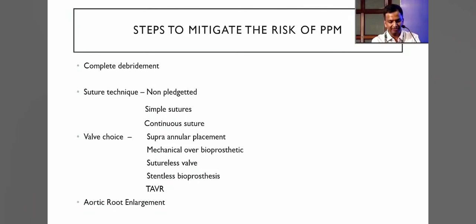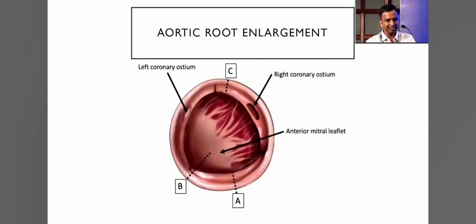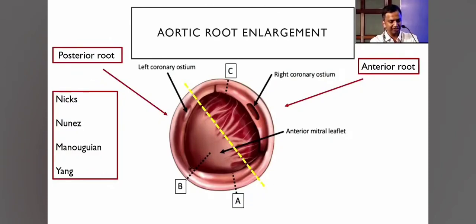But then it comes to the last and not the least, our topic of today's wet lab, aortic root enlargement. So aortic root enlargement is basically categorized into 2 types, the posterior root enlargement and the anterior root enlargement. That's based on where in the aortic annulus you make your incision. The most commonly done by adult cardiac surgeons is the posterior root enlargement. There are 4 techniques in the posterior root enlargement: the Nicks, the Nunez procedure, which is the modified Manouguian, the Manouguian, and the newer procedure, the Yang technique.